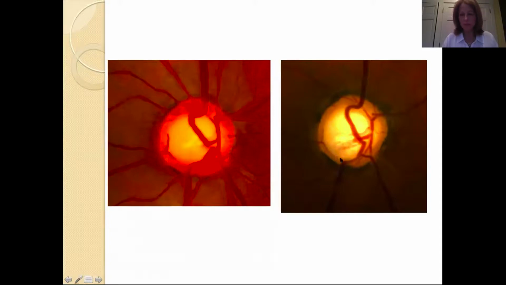And now a number of years later, notching down below. Look how the distance from here to here now, thinning of the rim here, thinning of the rim up here, and all the way around. So concentric enlargement, the whole optic disc cup enlarged, but loss of the inferior rim.